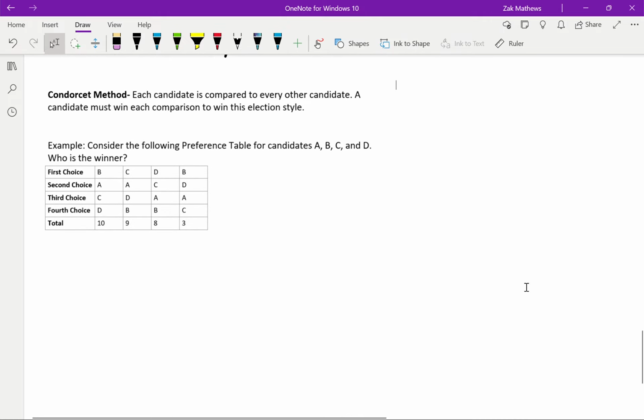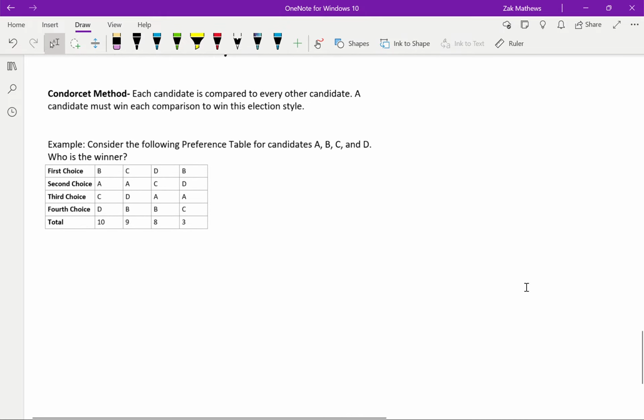Condorcet method, also called the pairwise comparison method. This is also used in some smaller organizations. I could not find any countries or any larger cities that use it, but some towns and organizations use it, and also when trying to decide a best course of action, so policy decisions, this can be used. But under this Condorcet method, each candidate is compared to every other candidate, and a candidate must win each of those comparisons to win. So we're just going to jump right into it to see how it works.